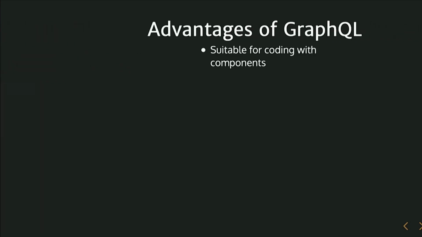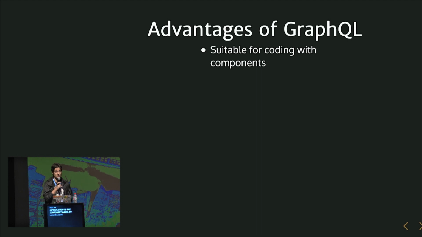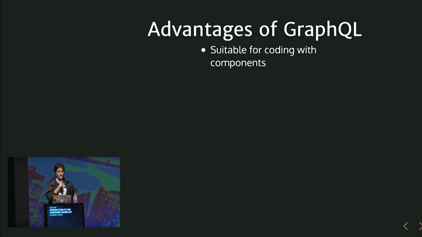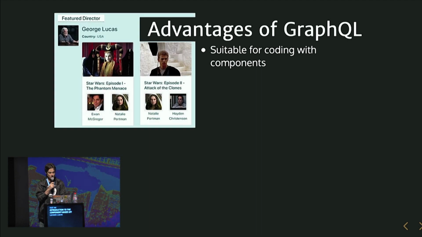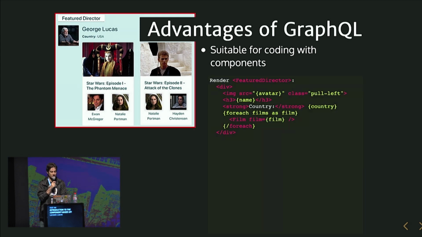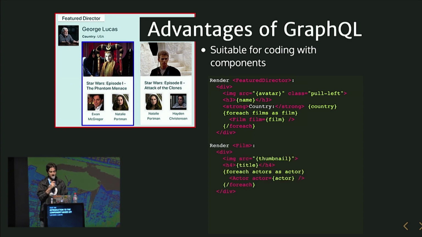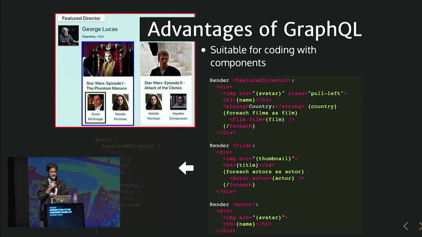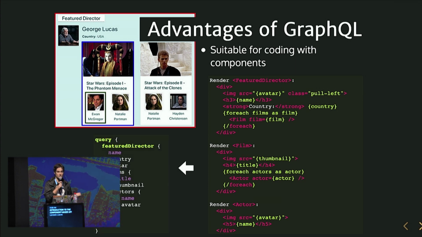And this plays very nicely with components. If you're coding with React and Vue.js, I guess that's the situation, you will love GraphQL because it goes one-to-one with the concept of components. In this situation, we have an outer component called feature director, which iterates over the list of films, and each film component calls an actor component. If you pay attention, it's exactly the same structure. So it's very practical for this.